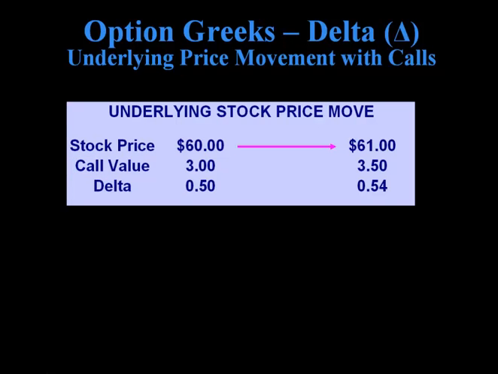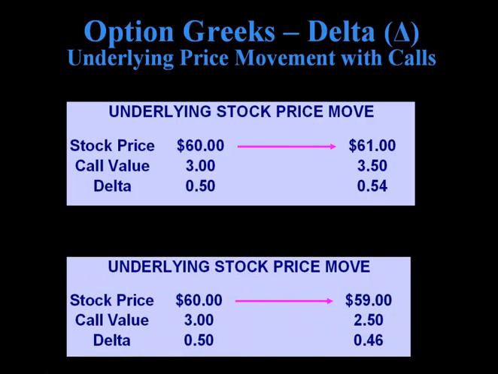Now let's look at another example. In this example right here, we're looking at a call that goes down in price. Here you can see the stock goes from 60 to 59. Again, the delta is positive for calls, but being 50 cents, it goes down to 250. So it works both ways, up and down.